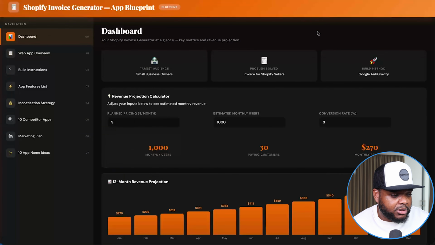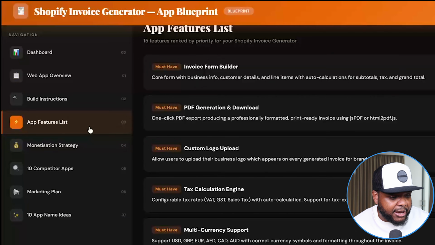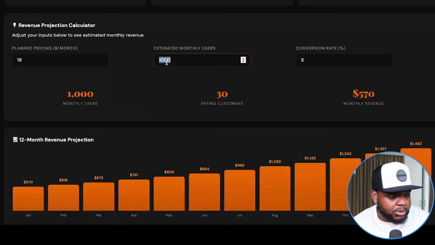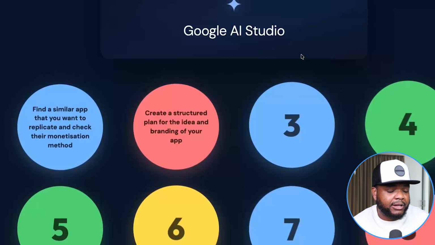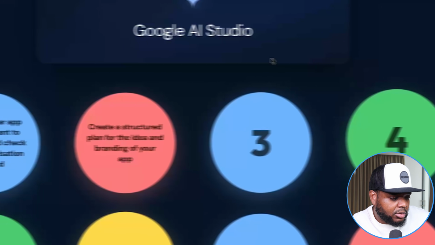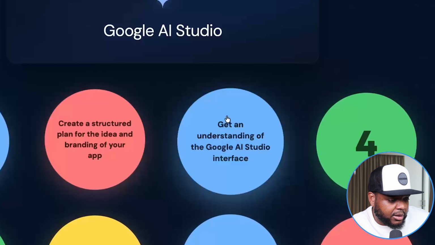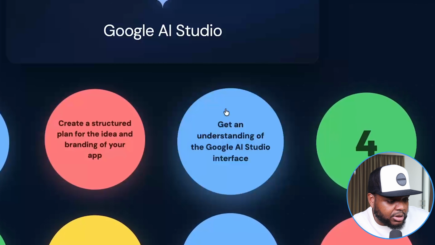It gave me information on my competitors. It told me exactly how I can make this app stand out, how I can monetize it, the potential earnings of what I'm going to make, depending on how much traffic I get. So yeah, building a custom blueprint like this is definitely helpful, especially if you're new to this and you've never done it before. But moving on to the third step that you need to take, which is that you need to get an understanding of the Google AI Studio interface.